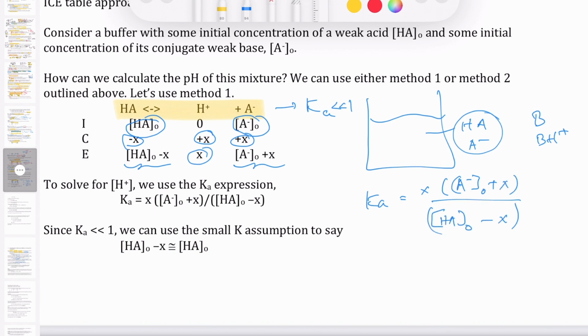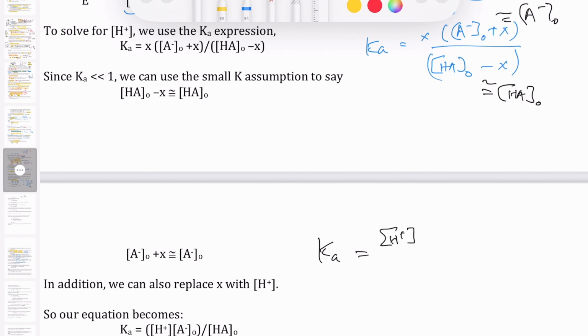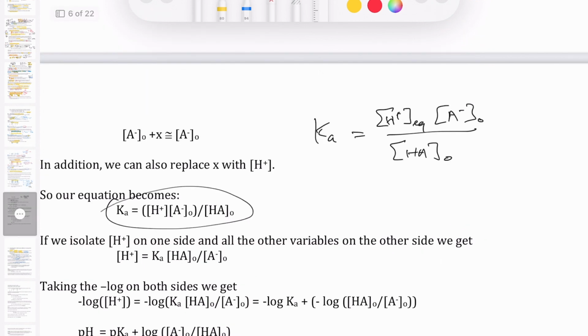And remember what we did in the prior problem. When we see this, we say that we can use our small K assumption. So this is roughly just going to be equal to that. And this is going to be equal to just the conjugate base initially. So the equation simplifies into Ka equals X, but X is just H plus at equilibrium, times A minus initially over HA initially. Okay, that's this equation right here.